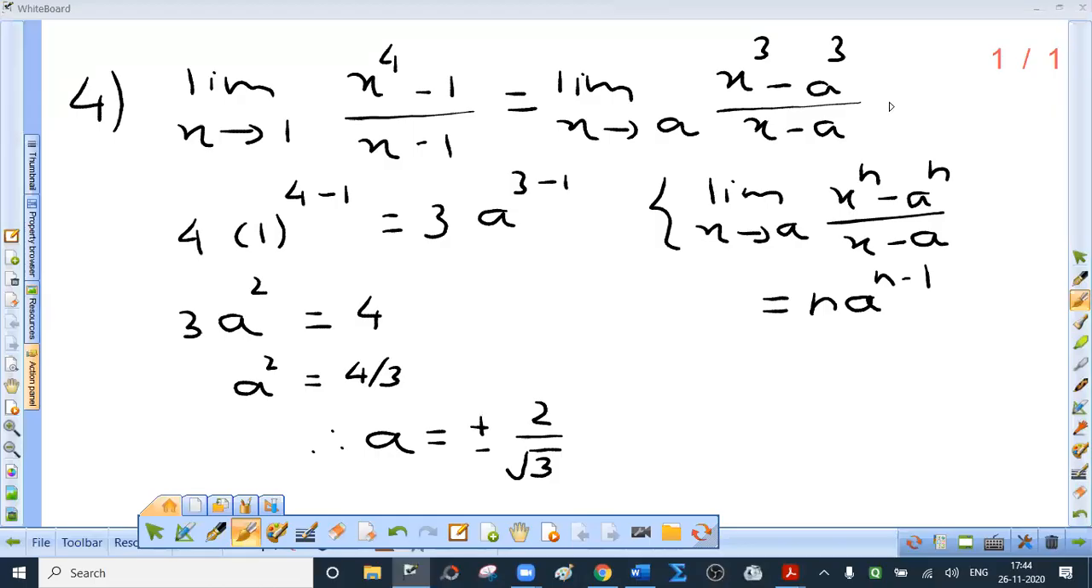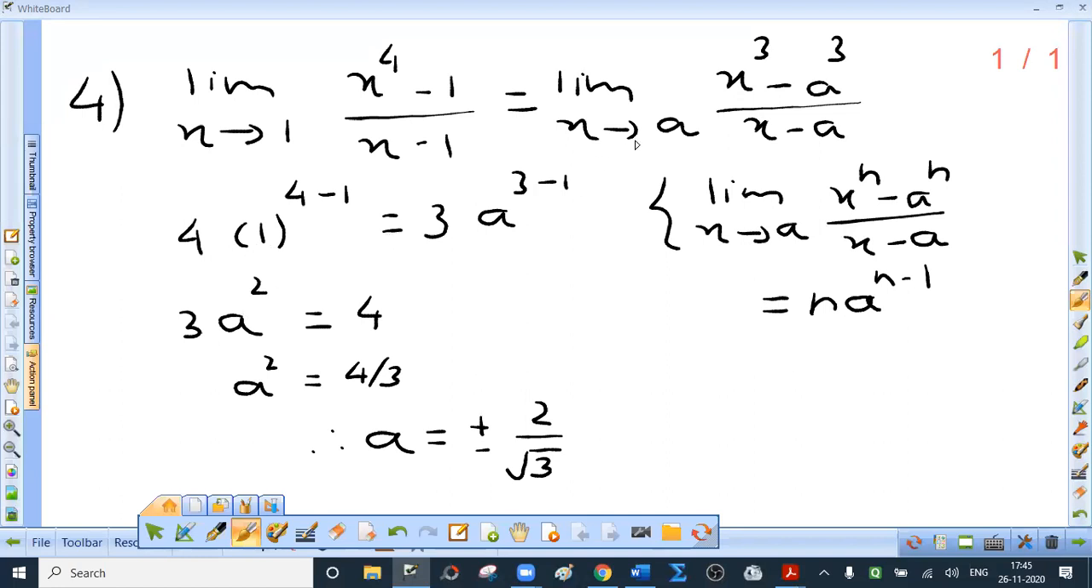Fourth sum: if limit x raised to 4 minus 1 upon x minus 1 as x tends to 1 equals limit of x cube minus a cube upon x minus a as x tends to a, find possible values of a. Okay. See, both are of which type? Because 1 can be written as 1 raised to 4. Why write 1 raised to 4? Because it is x raised to 4. Had it been x raised to 11, I would have written 1 raised to 11. Simple. Now, if you apply the standard limit, then LHS is just 4 because 1 cube is 1.